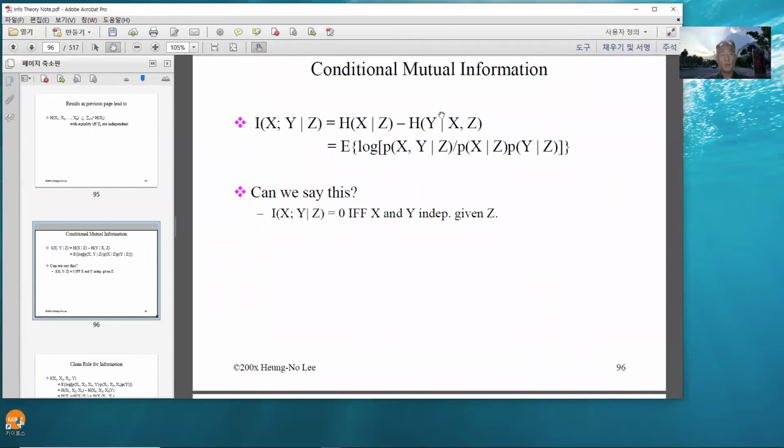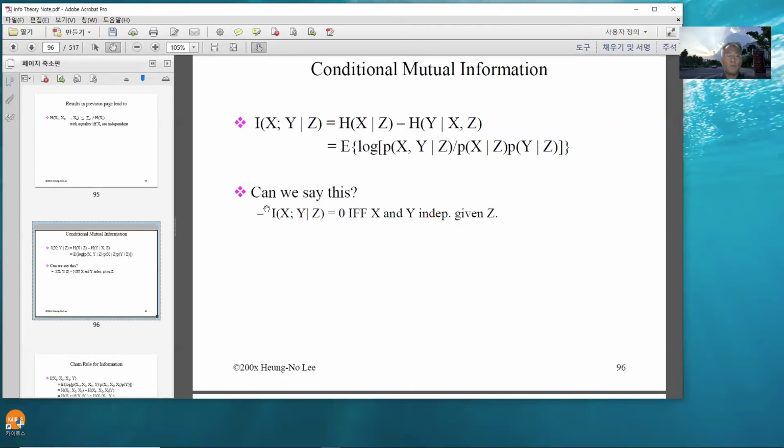Now, let's consider conditional mutual information. Conditional mutual information is the same, but here we need to take care of this conditioning in the expression. So basically, the mutual information between x and y given z is equal to entropy of x given z minus entropy of x given y and z. And this can also be written as relative entropy. Basically, relative entropy between the joint distribution given z and the product of the distributions given z. So that's the conditional mutual information.